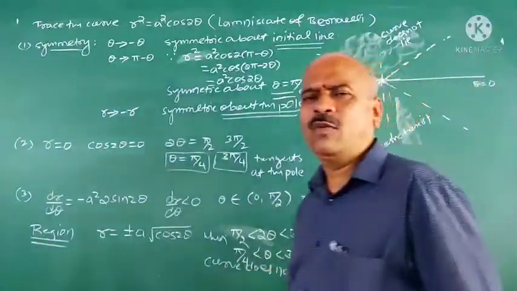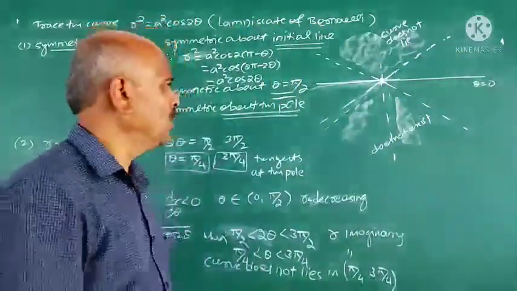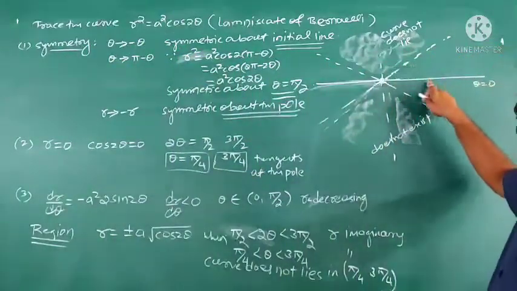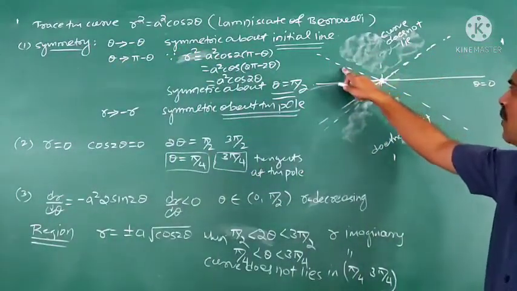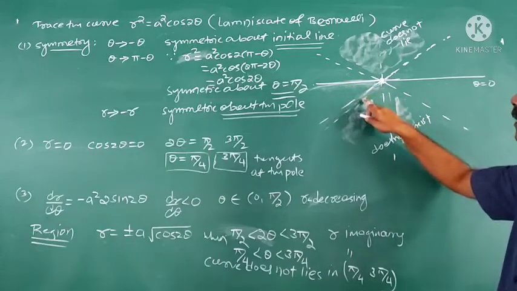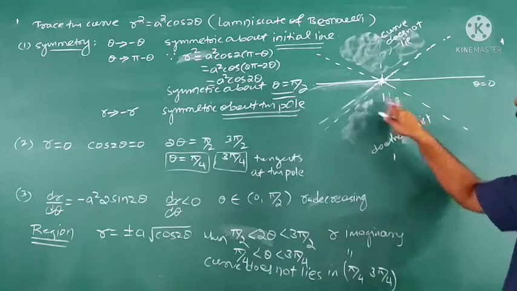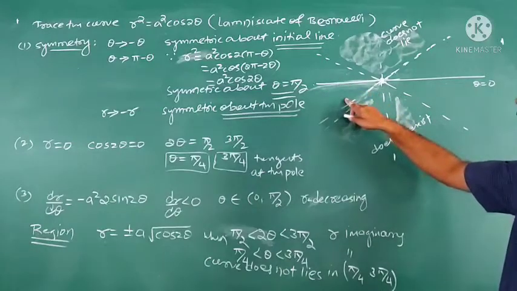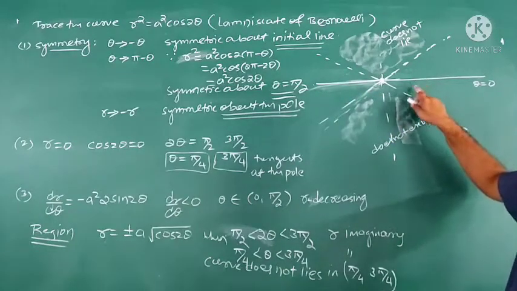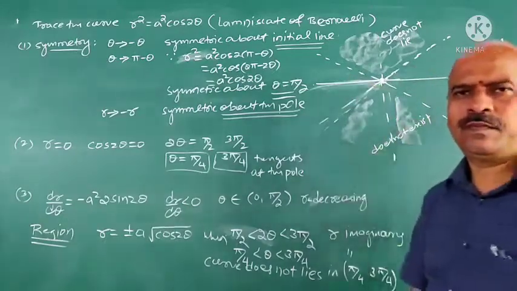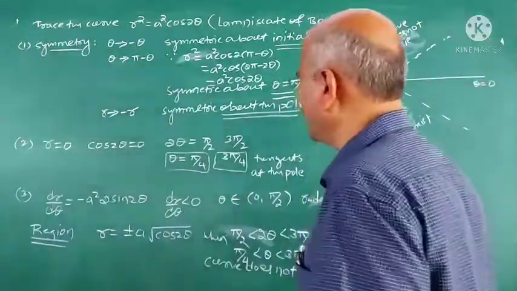This gives a very good idea about the shape of the curve. The curve entirely lies here, 0 to pi by 4, 3 pi by 4 to pi, and pi to 5 pi by 4 region, where the curve exists. These two curves exist. How to trace the curve now?